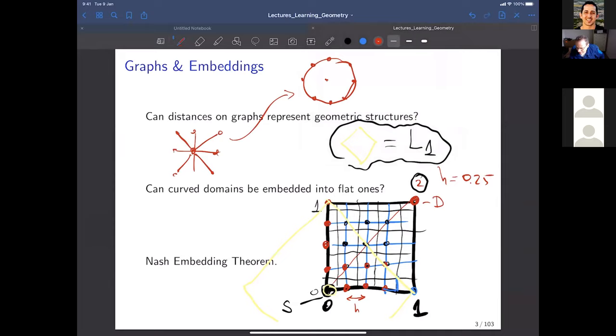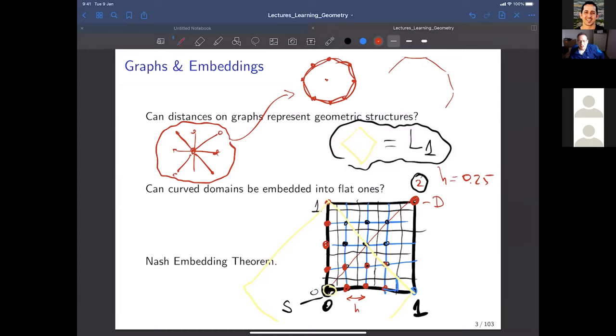And again, no matter how much I refine my grid, as long as I'm restricting myself to these kinds of connections, I would never converge to the true solution. So if, for example, you throw more and more edges into your problem, what you get at the end of the day is this kind of polygon as your final solution, rather than getting a circle. And the question is, can we do better?